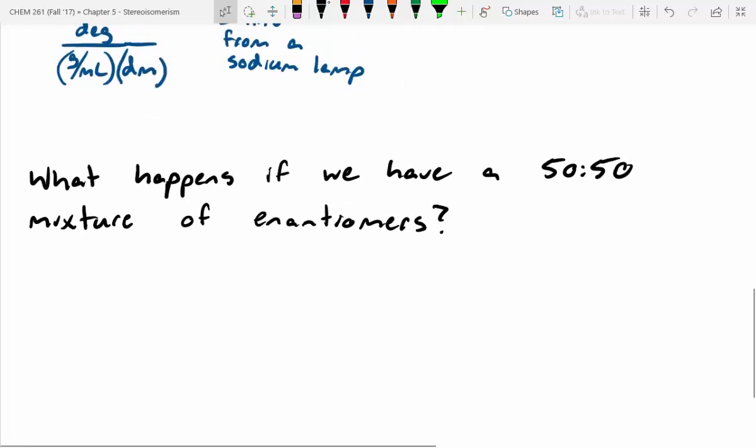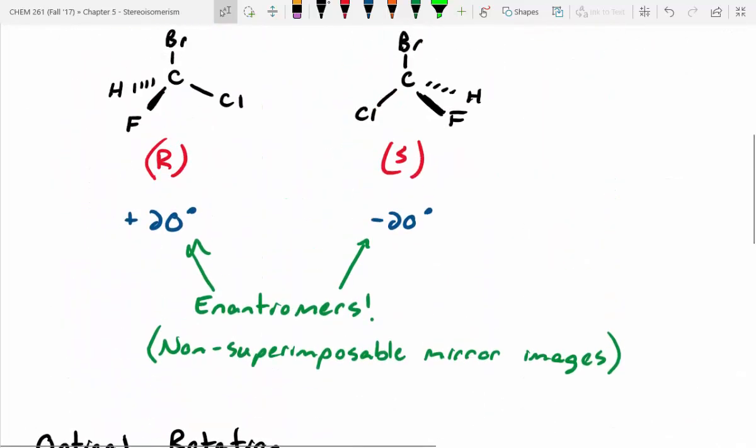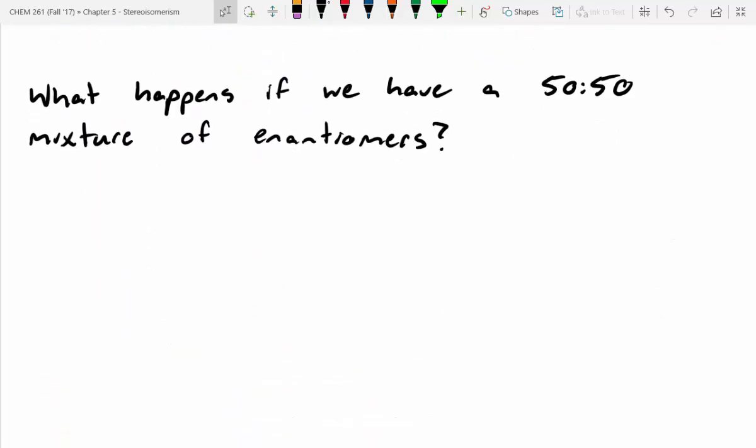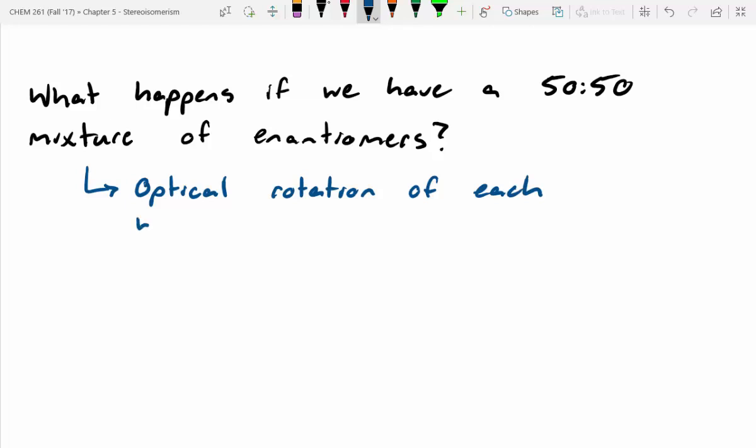So let's go up and look at the enantiomers I gave you before. Let's say I've got an equal portion of the R and the S. One's going to rotate to the left, the other one's going to rotate to the right. When you add those together, they just cancel out and you get no observed rotation. So if we have a 50-50 mixture of enantiomers, the optical rotation of each will cancel out, and you will observe no rotation.